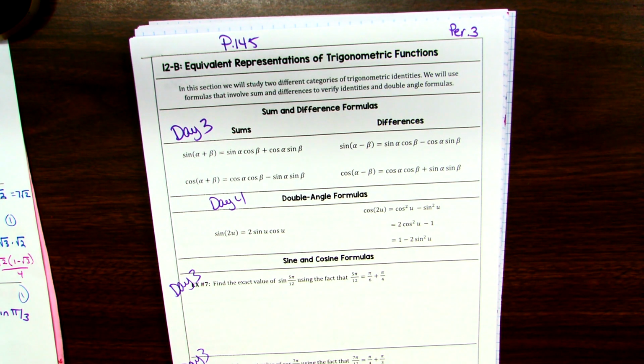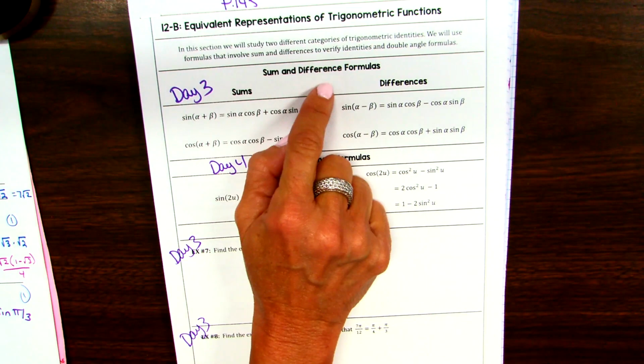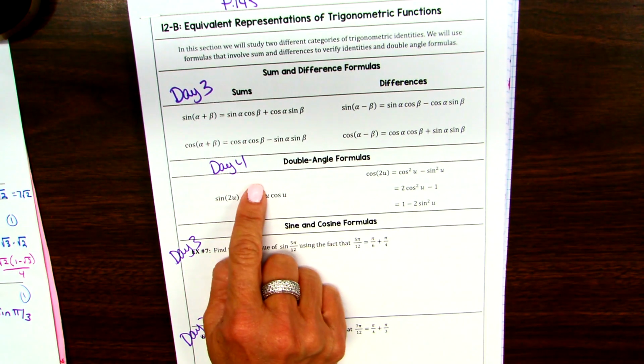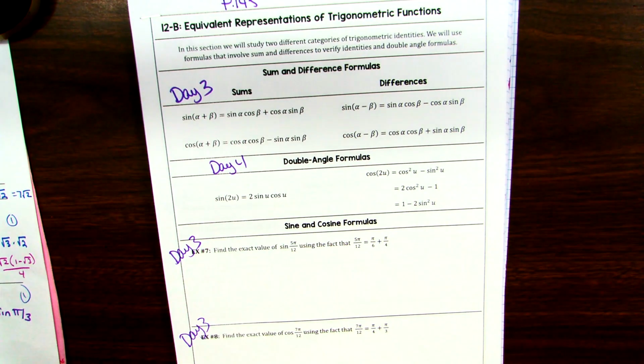Okay, today and tomorrow you're going to think are pretty easy, I think. Today we're doing sum and difference formulas, and then tomorrow we're doing double angle formulas. Okay, so anything that says day 3 is today, day 4 is tomorrow. So we'll be in the same notes at the beginning of class tomorrow. Like I said, we're doing some really small little bites.